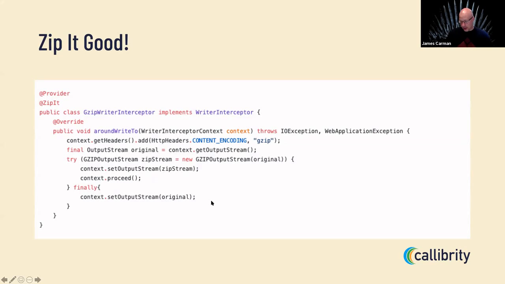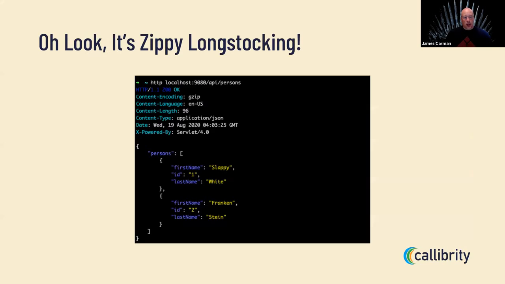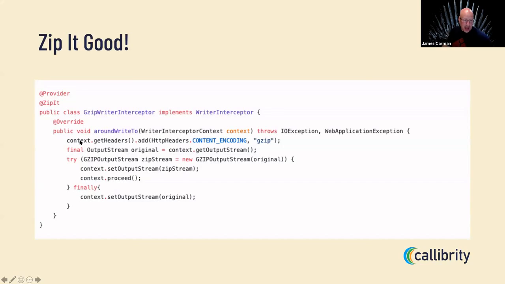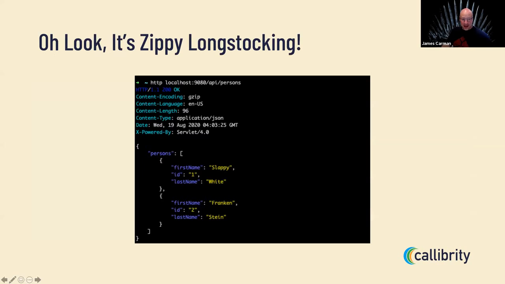So let's take a look at it. And we're going to call HTTP localhost API persons. Things you notice. Oh, I forgot to show. Yes, we added the header content encoding gzip. You guys probably already saw that while I was yapping, but I wanted to point it out. So you'll see that content encoding header is here, gzip, application JSON still, and we have two person objects here. So it did kick in and do the gzip encoding for us.